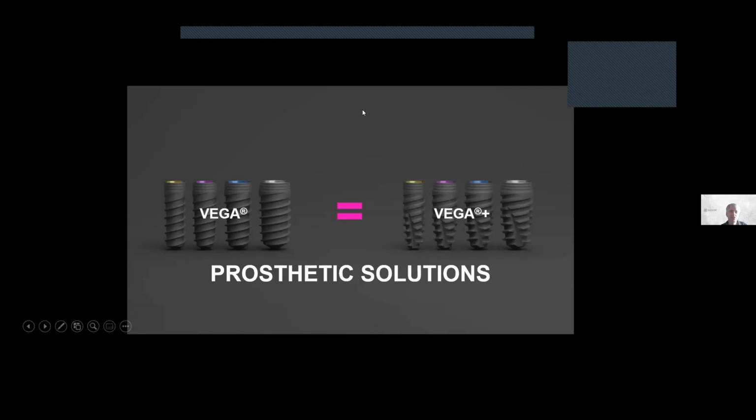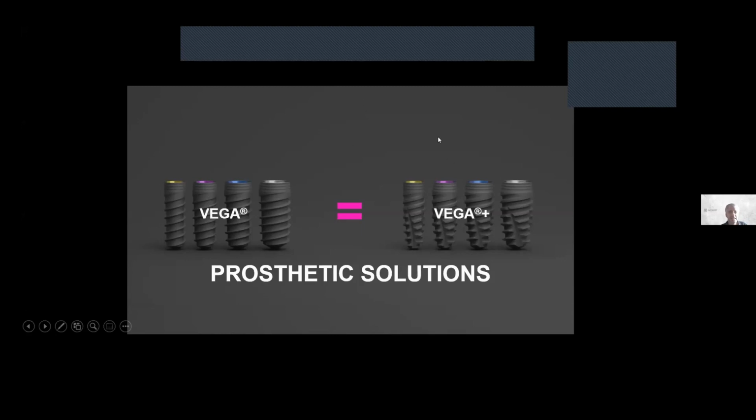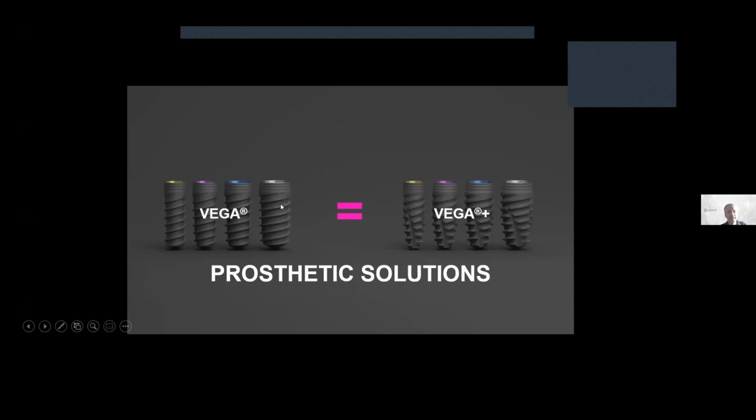The prosthetic solutions for Vega and Vega Plus are the same. They have the same components. So there's no need to learn anything new. There's no need to buy any transfer piece, new replicas, or whatever. Your lab will never be so pleased because they will not change anything.